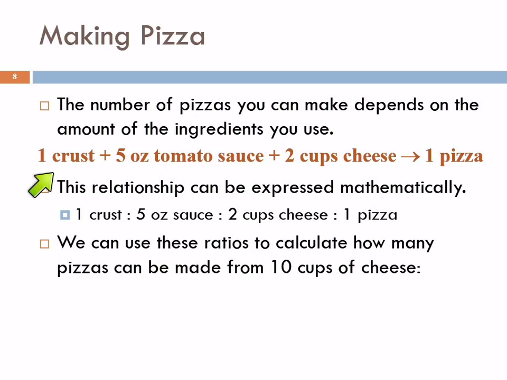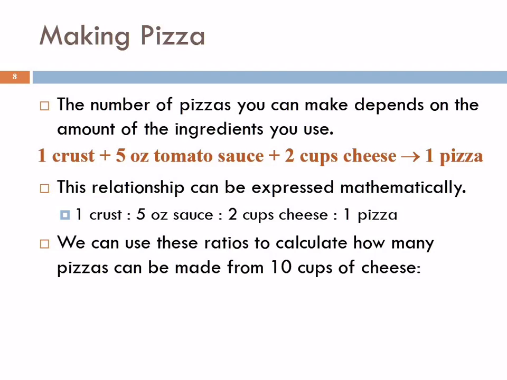So here is a very simple recipe. 1 crust, 5 ounces of tomato sauce, 2 cups of cheese. That makes a pizza. We can express that mathematically. 1 crust to 5 ounces of sauce to 2 cups of cheese to 1 pizza. And we can use those ratios to figure out, well, what if we had 10 cups of cheese? How many pizzas could we make? Well, assuming you had enough of everything else, if you had 10 cups of cheese, you could not make more than 5 pizzas, right?